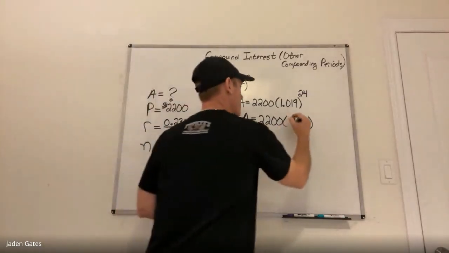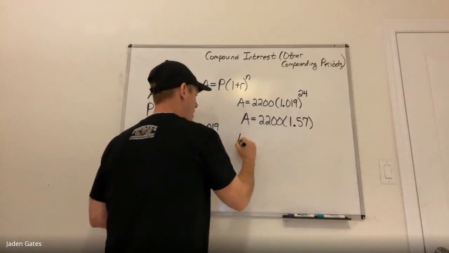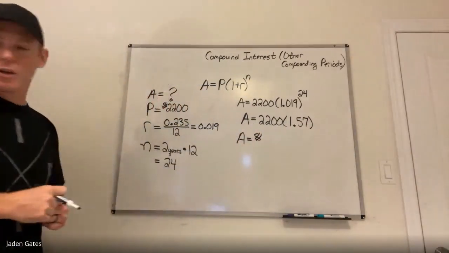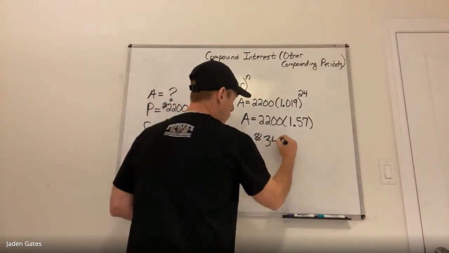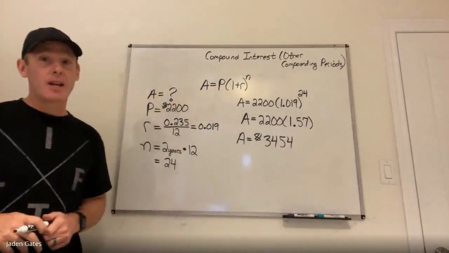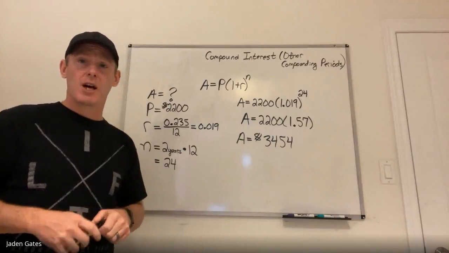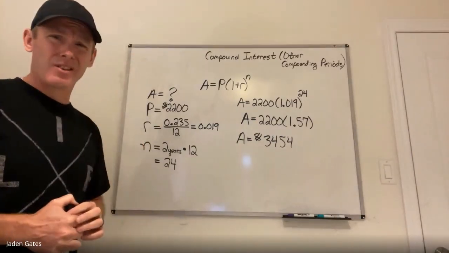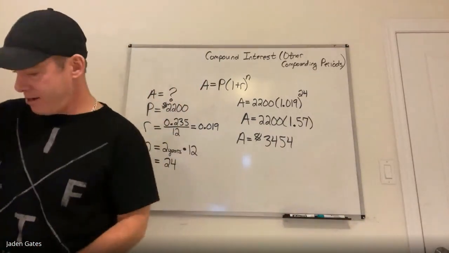I get 1.57. And then, of course, I multiply it by my principal, $2,200, and I end up getting $3,454. That is what I ended up paying for that computer after it was all said and done, because I had to borrow the money for the computer. And that was just a desktop 20 years ago.